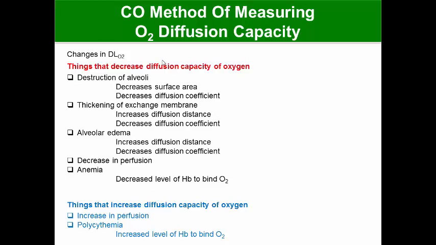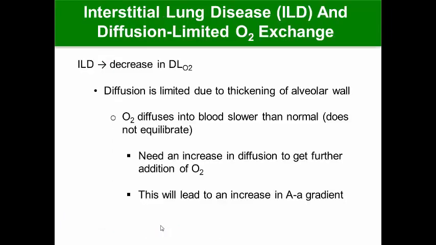Things which increase the diffusion capacity for oxygen include increased perfusion, or when there is polycythemia, the opposite of anemia, when the level of hemoglobin increases and more hemoglobin is available to bind oxygen.